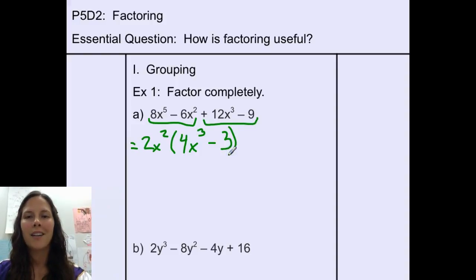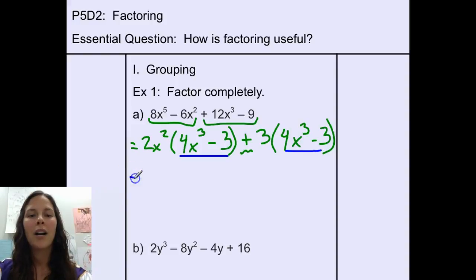Our second set of terms have a common factor of 3. Make sure you have a plus or minus sign here. I get a lot of students getting sloppy on their notation when they're doing factoring by grouping. What's left is 4x cubed minus 3. So notice how those two binomials, what was left over, is the same in each set. That is now a common factor.